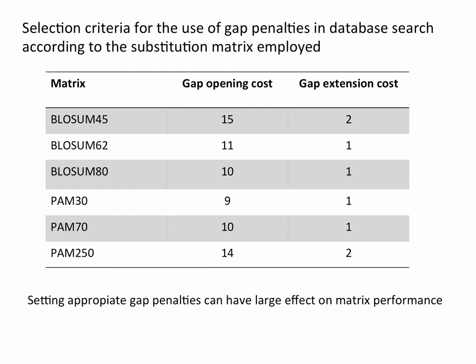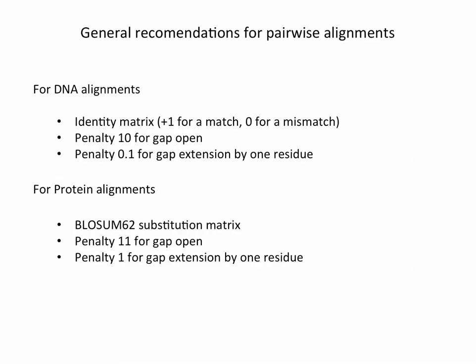Gap penalty values cannot be estimated from probability data, as is the case for substitution matrices. So they are usually calibrated according to the substitution matrix used. And here are some selection criteria for the use of gap penalties in database searching according to the substitution matrix employed. Most of the time, these values are included in the default parameters in sequence alignment and database search programs. Here we have some general recommendations for the use of substitution matrices and gap penalties. For any specific study, you will probably need to modify some of these parameters to achieve more accuracy in the result.